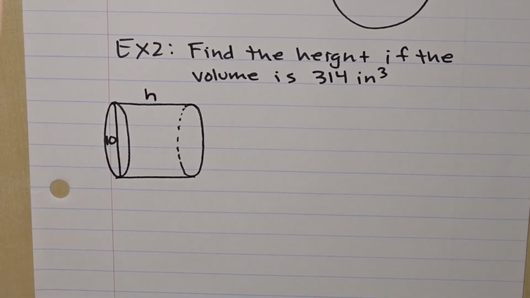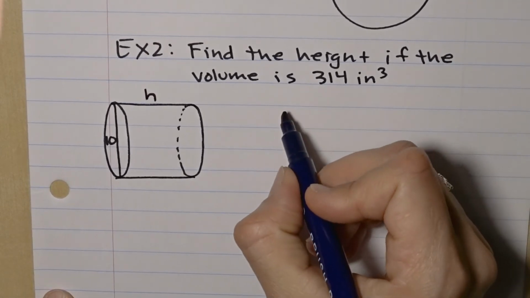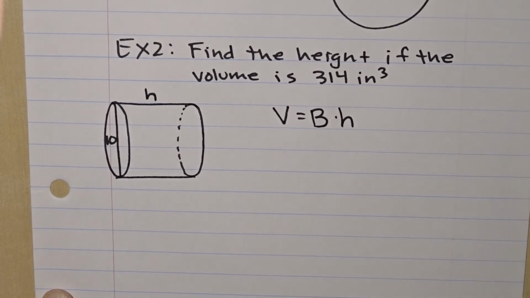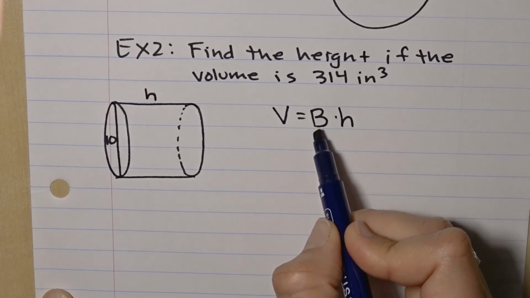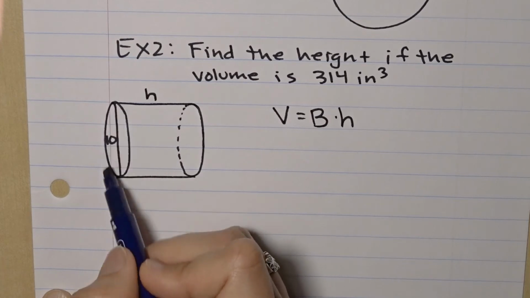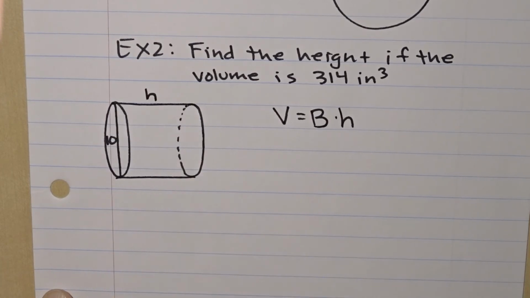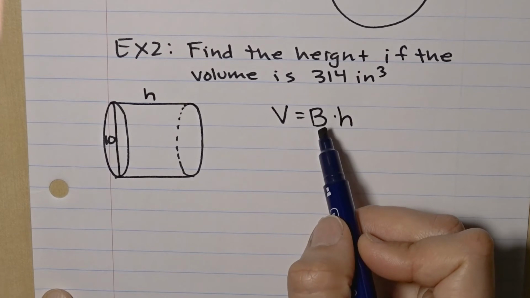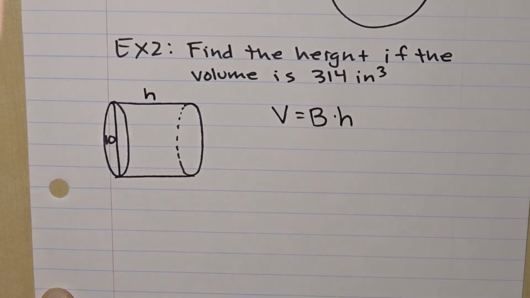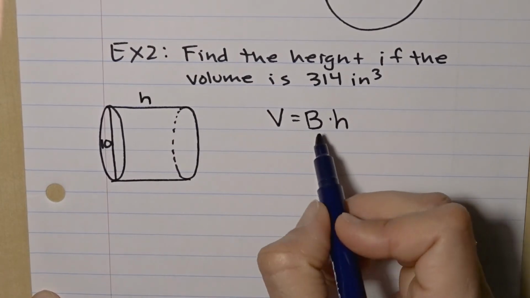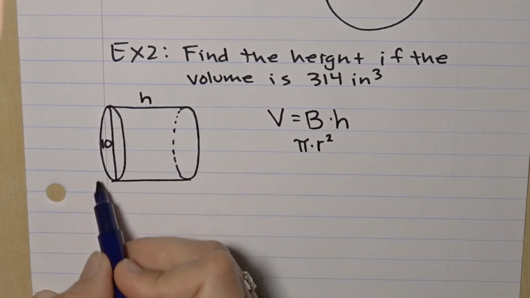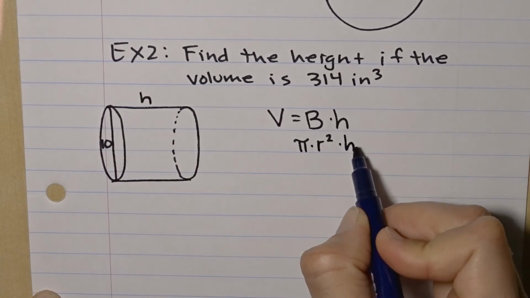To find the height, we're going to use this formula that we already know. In this formula, this is going to be the measurement of the base, the area of the base, times the height. So what is the area of the base? Look at this shape. What's the area of that shape? Right, that's a circle. So I need to find pi times r squared. That's the area of the base times the height.